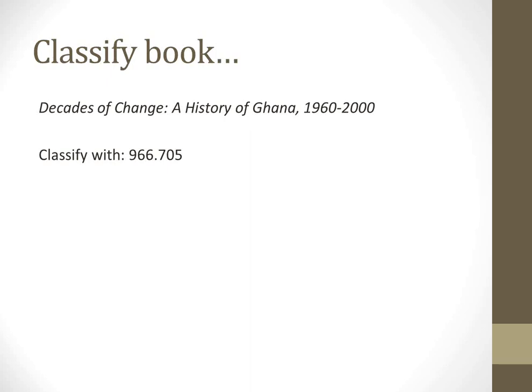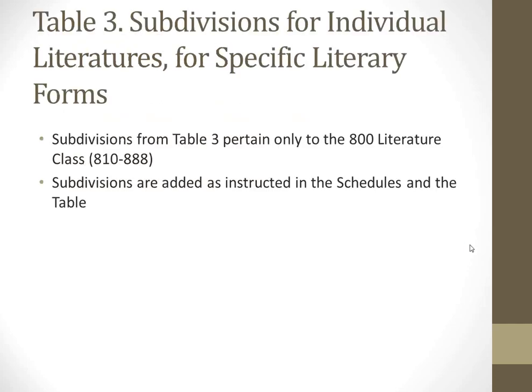I know we're doing this all pretty fast. I do just want to expose you to all these tables. Obviously, we're not presenting comprehensive information about all of them, but I want to make sure you know where these numbers come from. So Table 2 is used with numbers from any class of Dewey. By contrast, Table 3 is only used with numbers in the 800s.